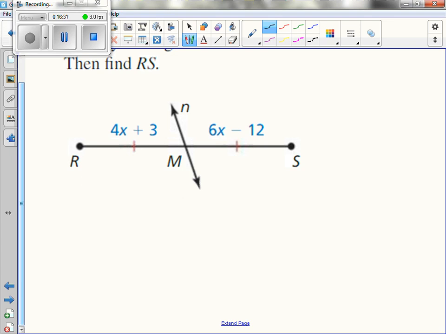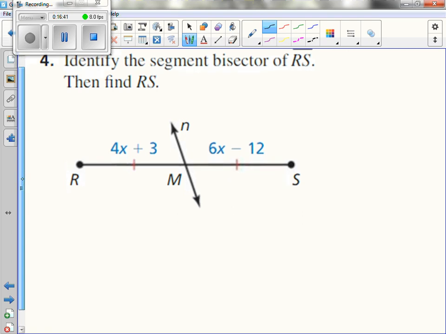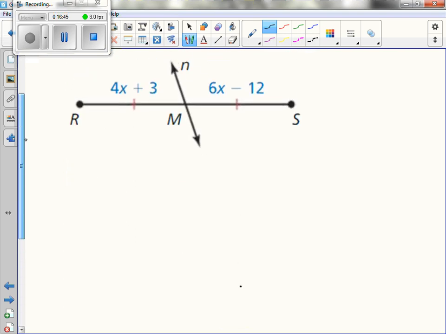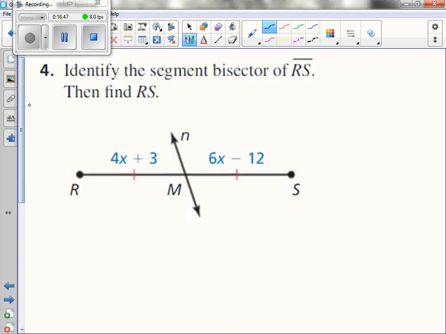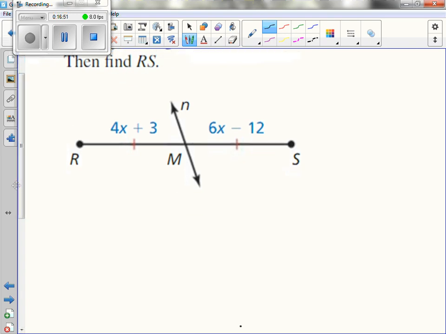So again, RS is what we're trying to find. Now this is a little bit different than the ones we've done before because RS is the whole line. We're not trying to find one of the segments. So it changes it just a little bit, not a whole lot. So what we're going to do first is just like we've been doing. Line N is bisecting it, so it's cutting it in half. So we know that this segment here is the same as this segment here.